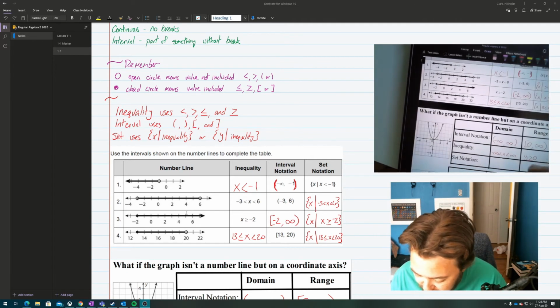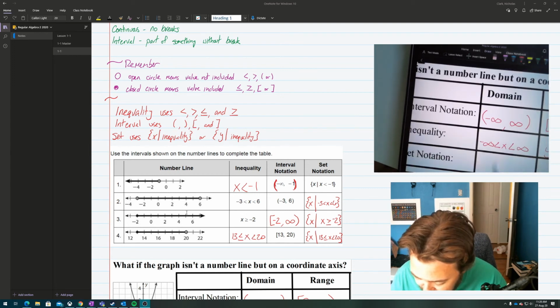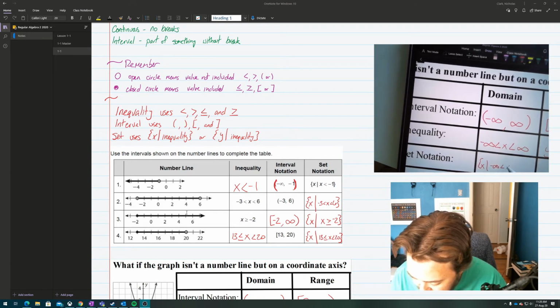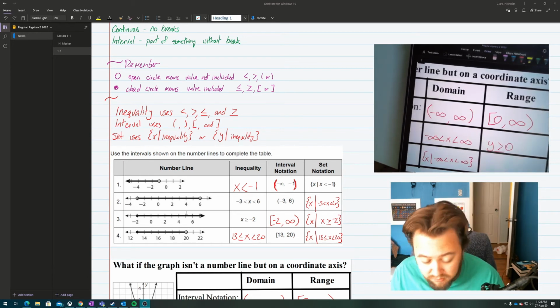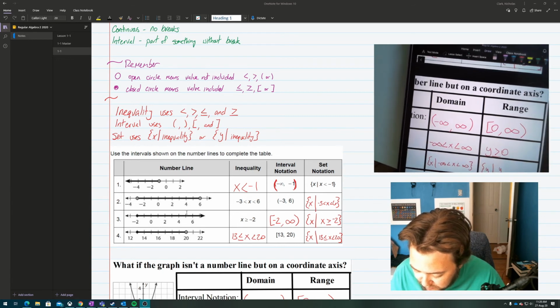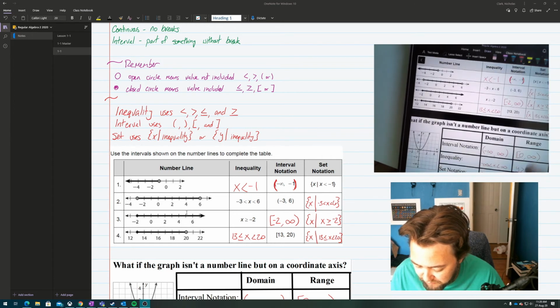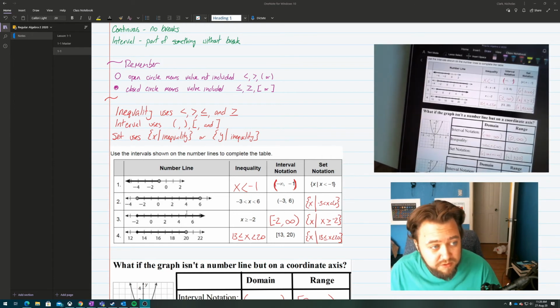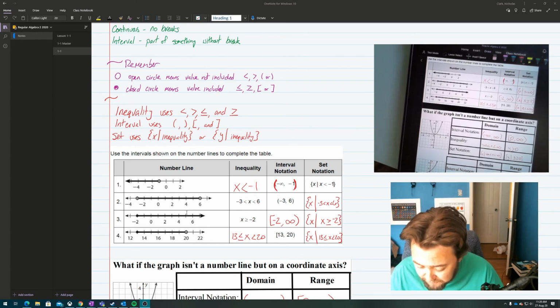And set notation, this is going to be a bit of a squeeze, isn't it? Curly brackets, x such that negative infinity and x and positive infinity, and close my curly brackets. y is going to look much the same. My range here is going to be y such that y is greater than or equal to 0. Pretty straightforward.